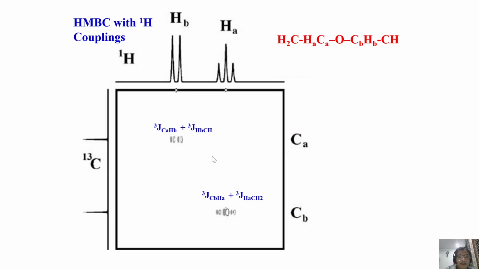What is that? Simply look at this one I have written. This splitting is going to give me 3J CB HA, 3 bond. That coupling is there. Plus, the doublet is split because of the coupling between HA and CH2. Not 3J, it is 2J, I think. HA CH2, it is 2 bond. 2 bond HA CH2. That's what you are going to see. Exactly here.